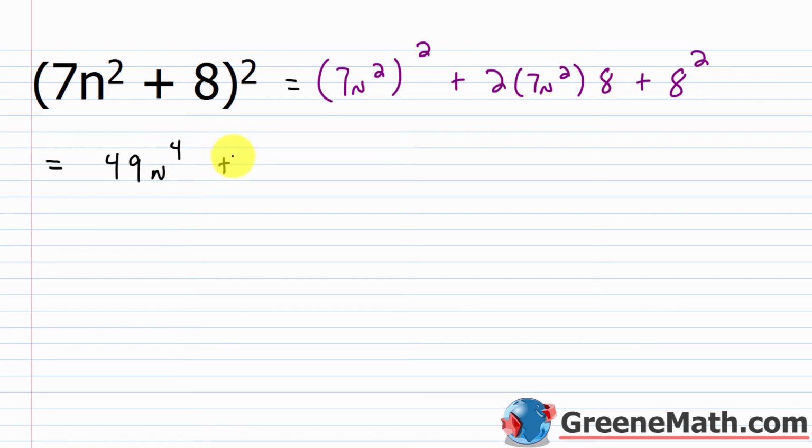Then plus, you'd have 2 times 7 times 8. I can do 2 times 7 first, that's 14. 14 times 8 is 112. So this would be 112, and then times n squared. Then lastly, plus, if we have 8 squared, that's 64. So we end up with 49n to the 4th power, plus 112n squared, plus 64.